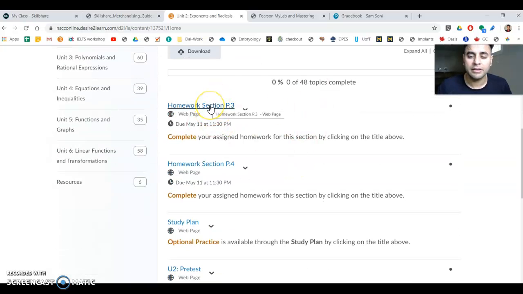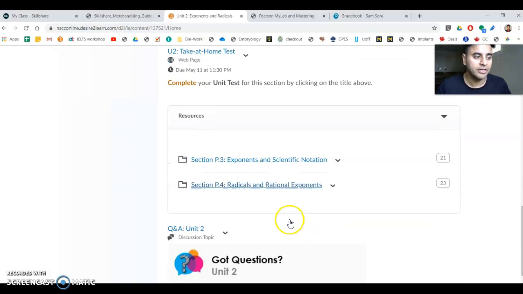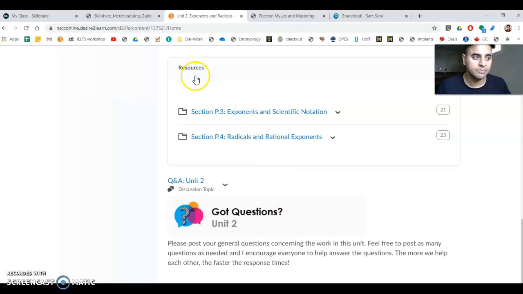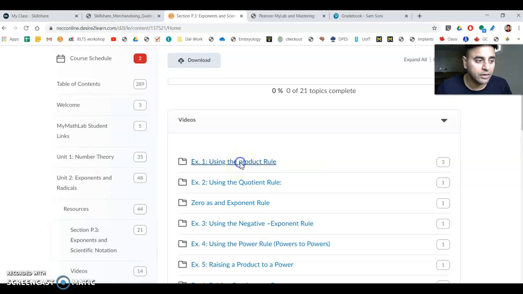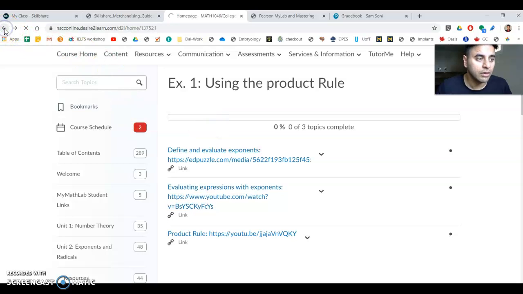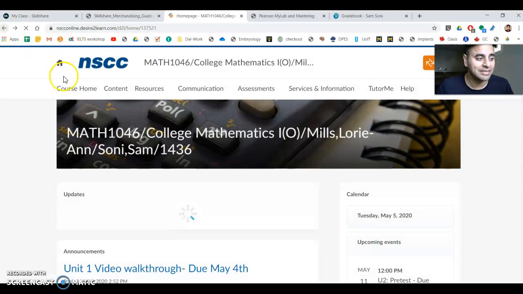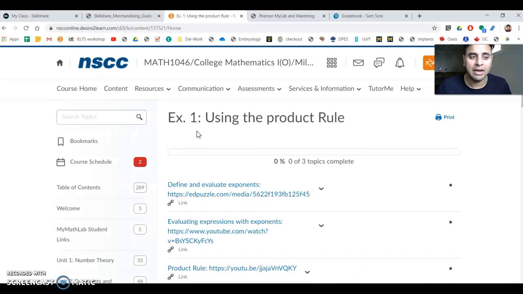There is no other assignment to be done on Brightspace. We have homework P3, homework P4, and we have a pre-test and a final take-home test. This will need some practice. To start with, I would encourage you to first go to the resources part and see exponents in scientific notation. Maybe you want to start with a video, feel free to do so. If you want to start with your homework, sure, start with the homework if that's helping you. Either way, the deadline is May 11, and meanwhile I'm right here.